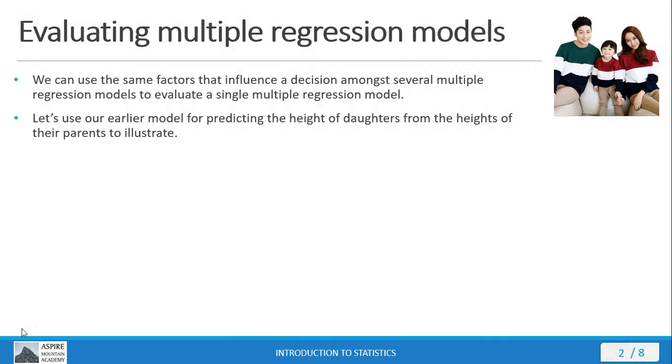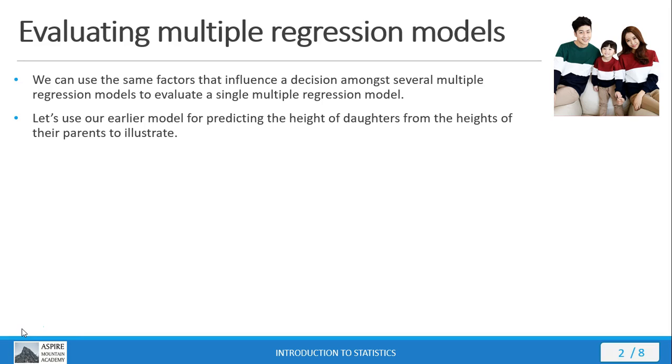So if we look back to the model that we saw in a previous mini-lecture, where we're looking at predicting the height of a daughter from the height of the parents, we can illustrate this concept of using different factors that influence a decision among several multiple regression models. The methodology that we saw in the previous mini-lecture is how we choose from the models. We're looking at adjusted R-squared values, we're looking at p-values, and we're using sound judgment, typically looking for models that are simpler and don't have the complexity of more variables.